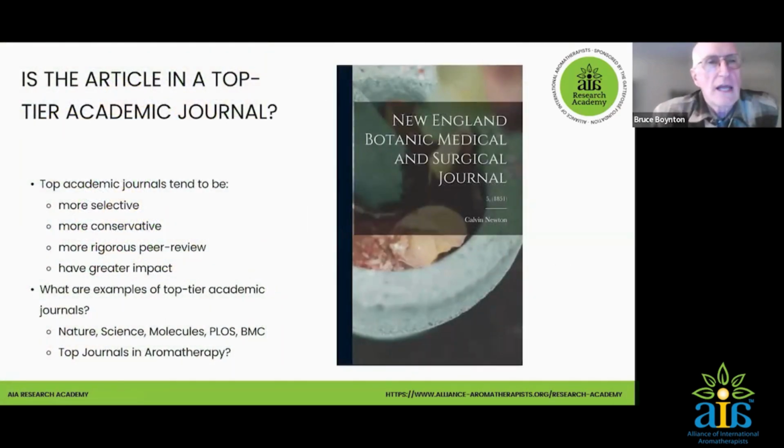Is the article in a top-tier academic journal? Because the top academic journals tend to be more selective about what they publish, more conservative. They undergo a more rigorous peer review, and they have a greater impact on the field. So what are some examples of top-tier academic journals? Well, in the general sciences, we have Nature, Science, Molecules, PLOS, and BMC. It's up to you to figure out the top journals in aromatherapy.